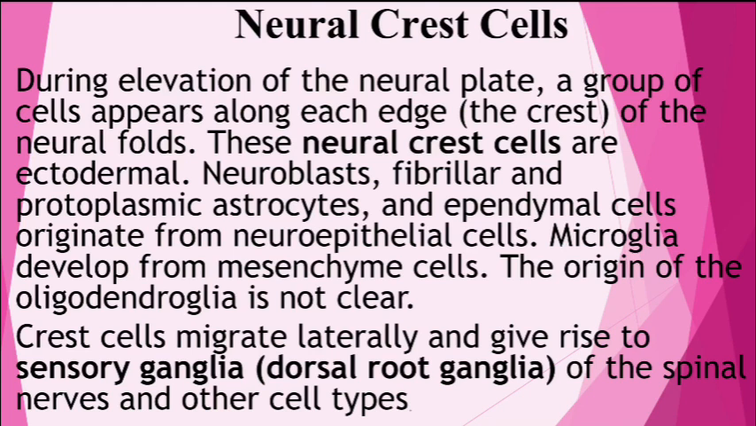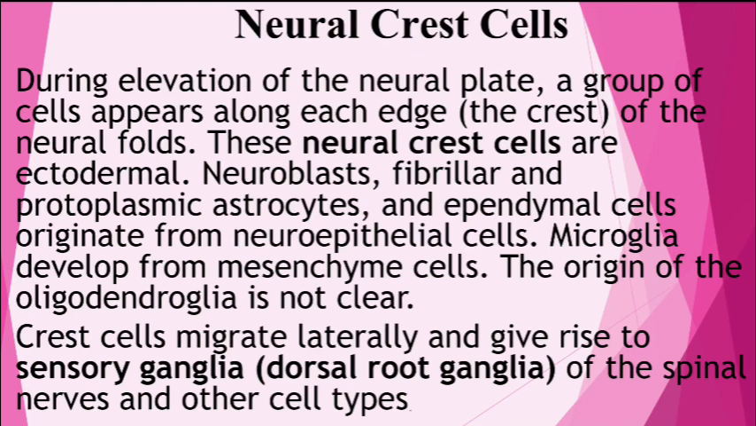Remember that neuroblasts, fibrillar and protoplasmic astrocytes, and the ependymal cells originate from neuroepithelial cells. Microglial cells develop from mesenchyme cells. Now, the origin of the oligodendroglial cell is not clear. Some people believe it comes from the glioblast.